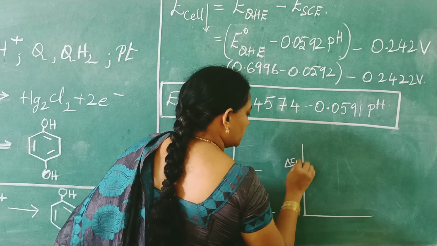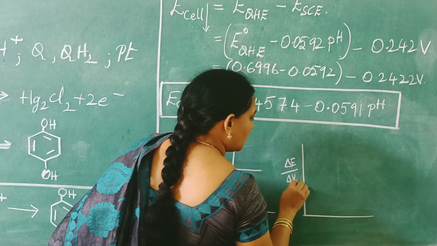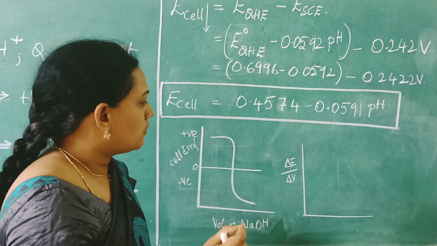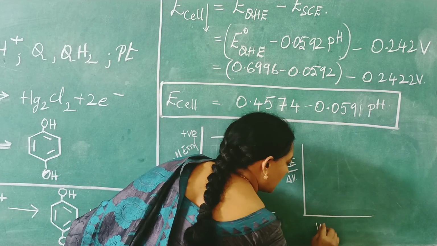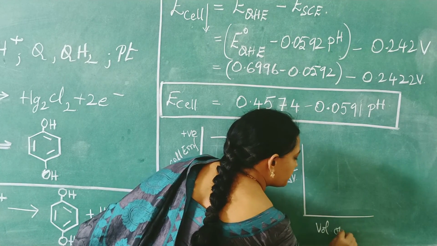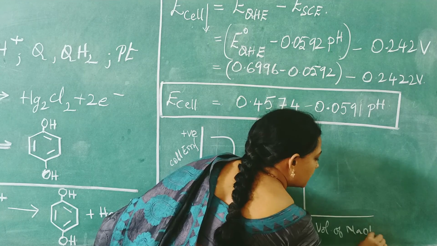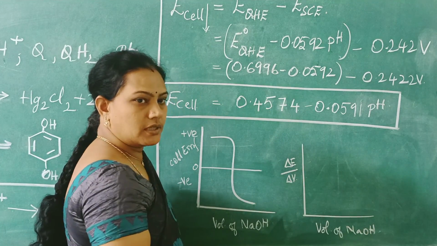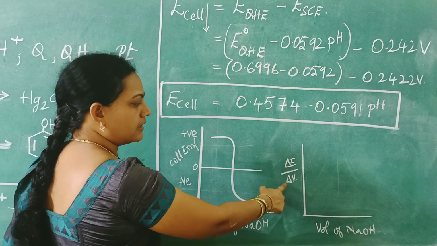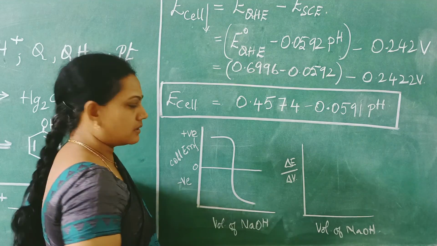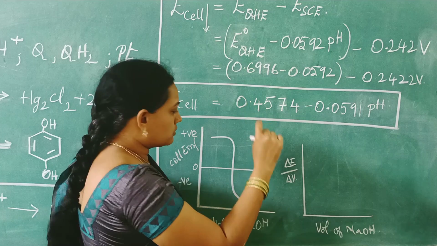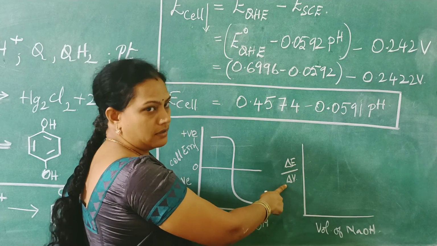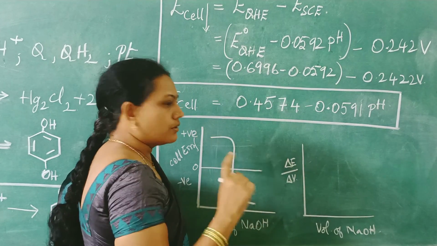For plotting of the differential graph, to have a more accurate reading of the endpoint of the reaction, we will add 0.2 mL near the endpoint of the reaction and obtain the graph taking delta E by delta V values. That is the difference between two consecutive EMF values and the two consecutive volumes.